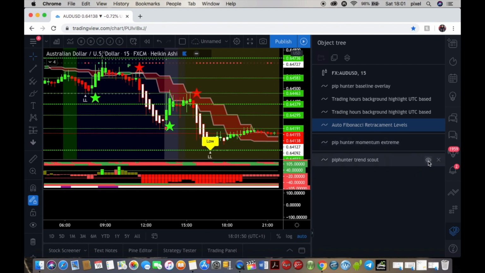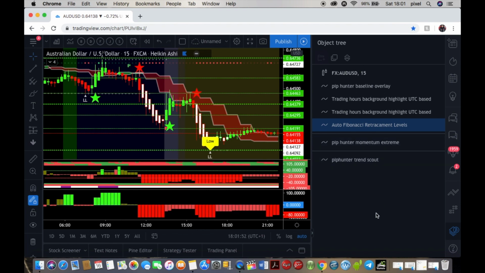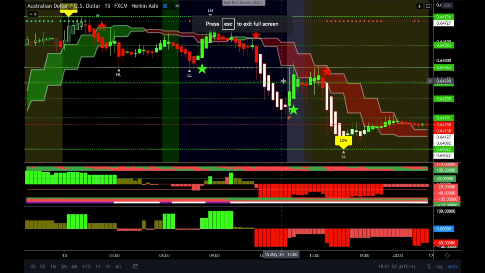And then I've got Pip Hunter Trend Scale. There we go. So I'm going to open up my chart now. I'm going to zoom in.